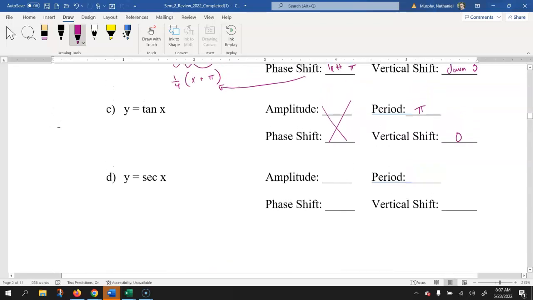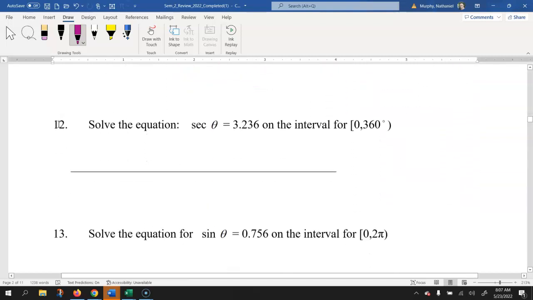For the secant function, you can look back at your notes to see what the graph of the secant function looks like. But for that one, there's no amplitude or phase shift, and the secant repeats itself every 2 pi radians. And again, there's no vertical shift either.